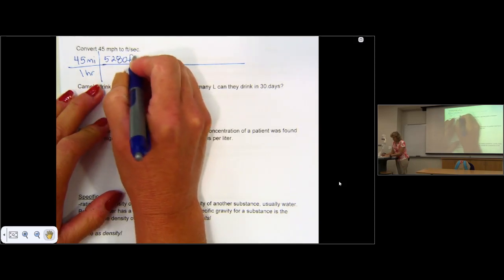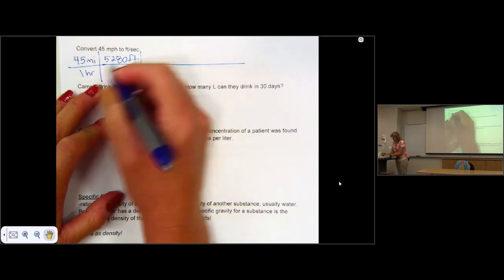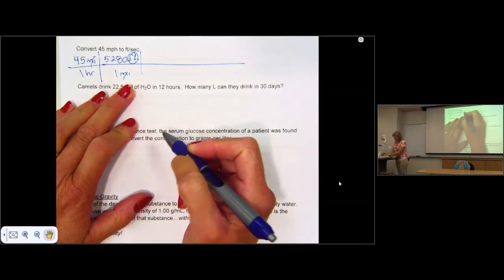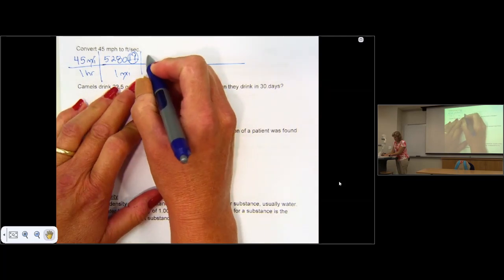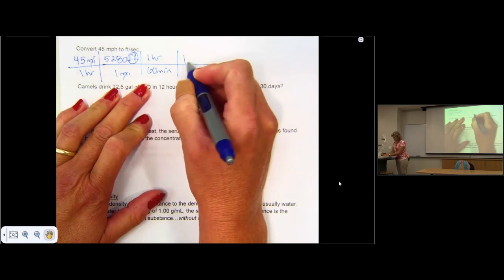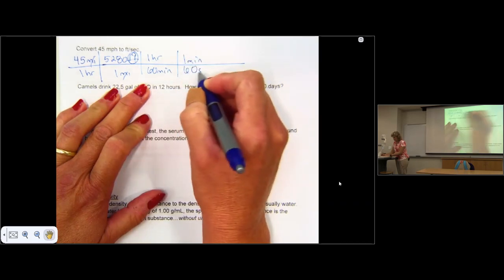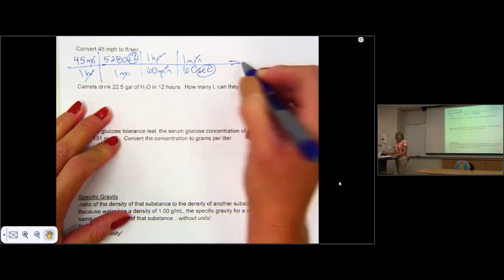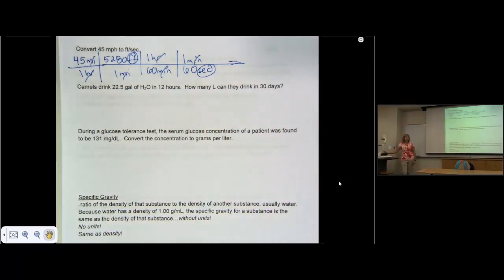Over 1 mile. Miles cancel. I want to be in feet. Yes? What goes on top? What goes on bottom? 60 minutes, and then 1 minute, 60 seconds. Yes or no on the setup? I see a lot of folks writing after I write. I'm hoping you guys are getting this. Is it making sense? Question, go ahead.